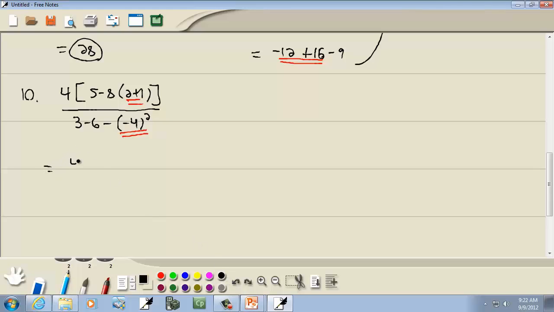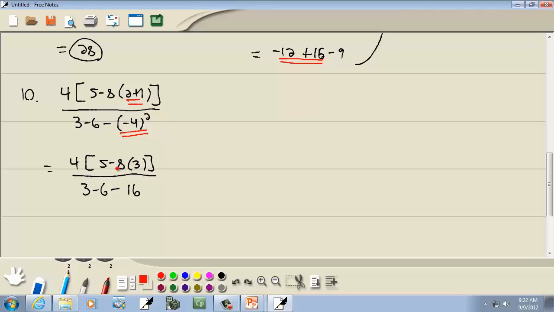Okay, so up on top, the 4 carries down. We've got 5 minus 8 times (2 plus 1). 2 plus 1 is 3. I keep it inside parentheses because the 8 next to a parenthesis indicates multiplication, so this should be 8 times 3. Down below, this is parentheses, so it affects everything inside. We've got negative 4 times negative 4, which gives us a positive 16.